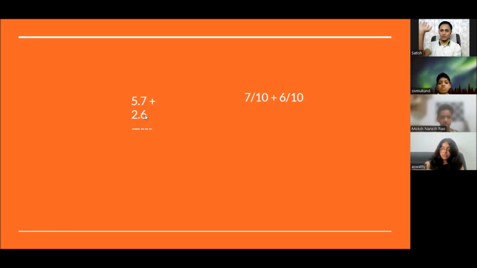You can unmute. All of you can unmute. Keep your this thing unmuted so that I get a response. Right? 7 is 7 by 10. 6 is 6 by 10. Right? Is it clear? Yes. So this becomes 13 by 10. Right? So what is the value of 13 by 10?